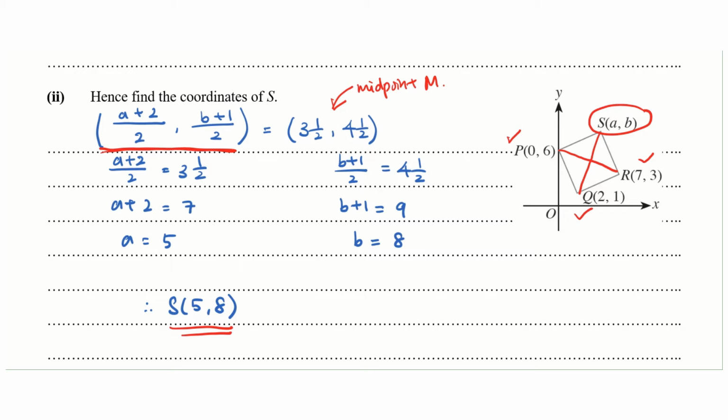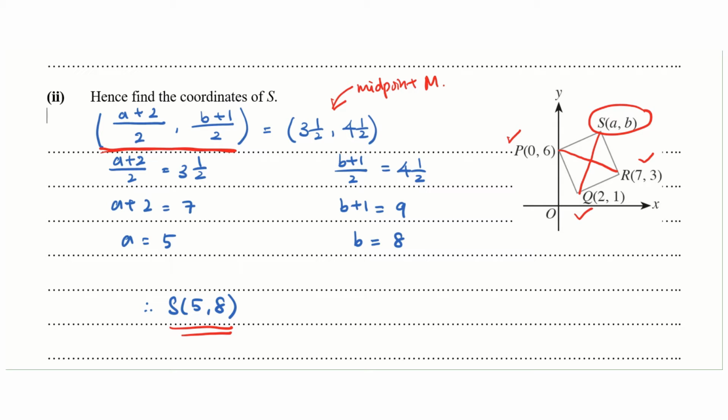Why is it that we want to go through this kind of method of making use of the midpoint formula? The reason is that if I want to choose other methods, such as equating the lengths of the parallelogram, or finding the gradient of the parallelogram, if you were to go through that process, it will definitely be very, very lengthy.